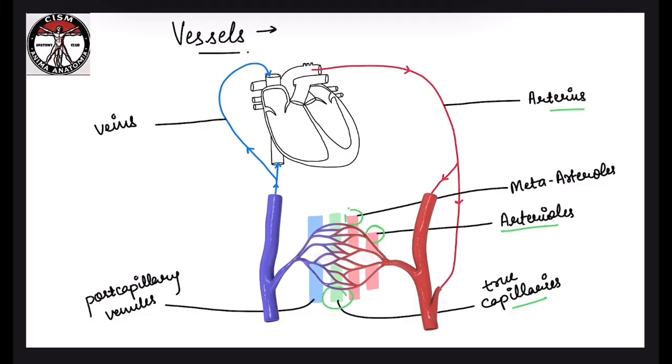The capillaries join to form venules, which unite to form veins. Here we can see this in the diagram. These capillaries further form the post-capillary venules, which are further converted into the veins.